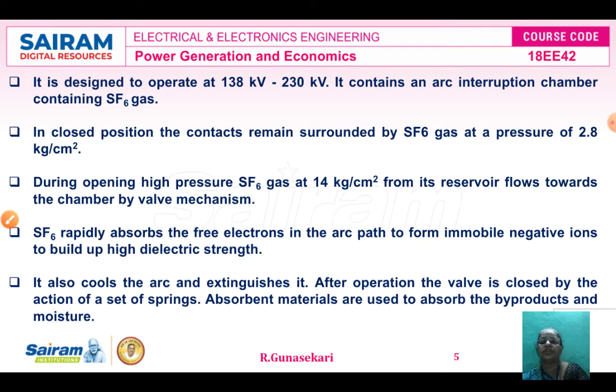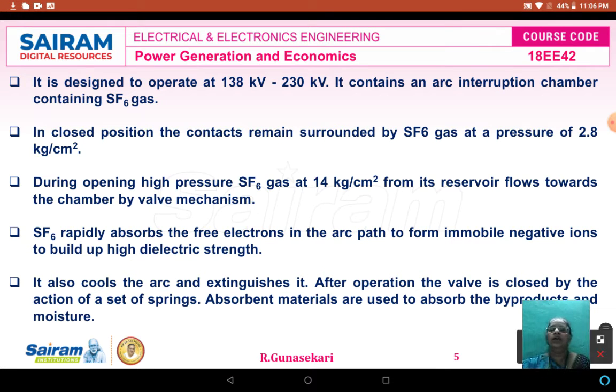The continuation of the function of the SF6 circuit breaker, 138 kV to 230 kV. Student, you keep it, remember, don't confuse it. Oil is 11 kV to 765 kV, vacuum is 3.3 to 33 kV, but the SF6 is 138 kV to 230 kV. Nowadays, for high voltage we are using SF6 only.